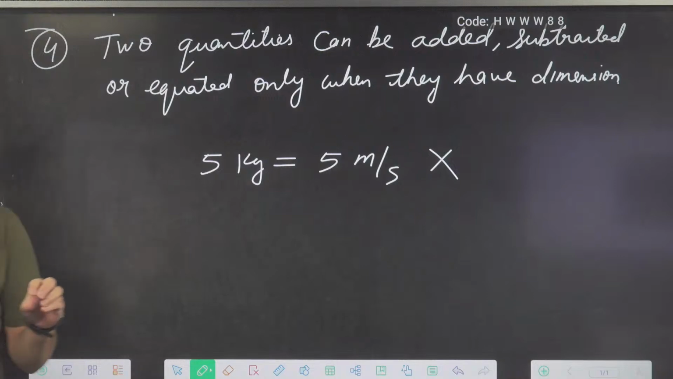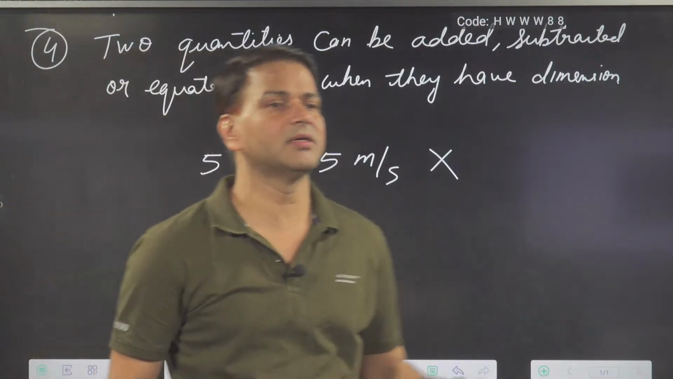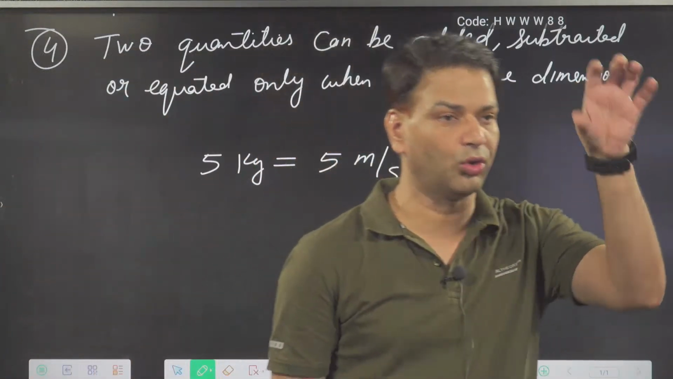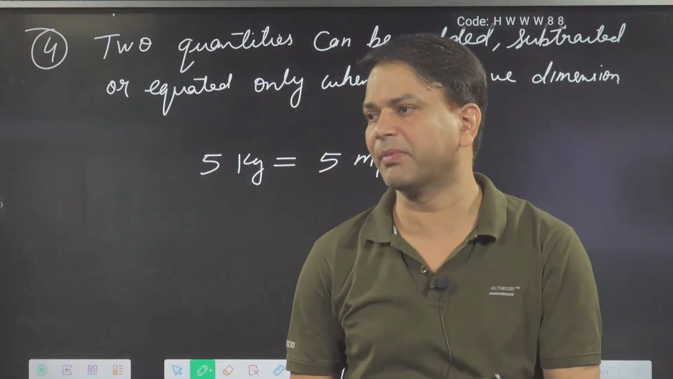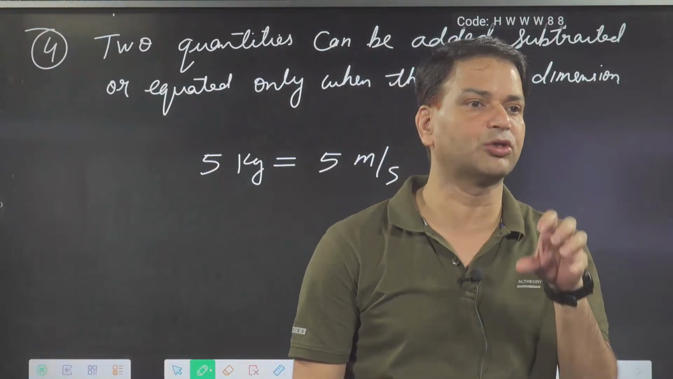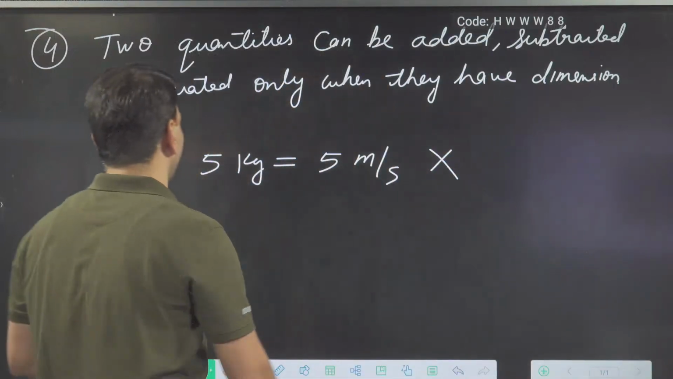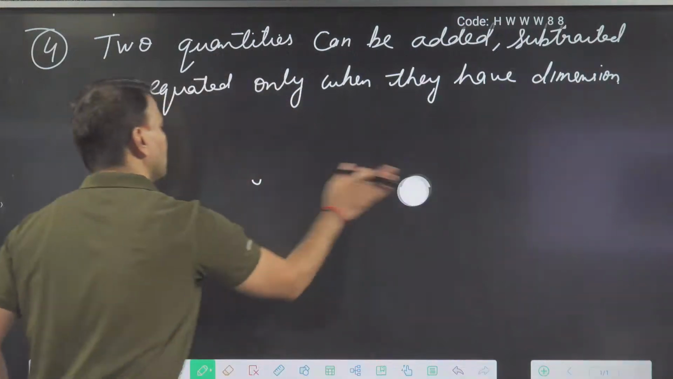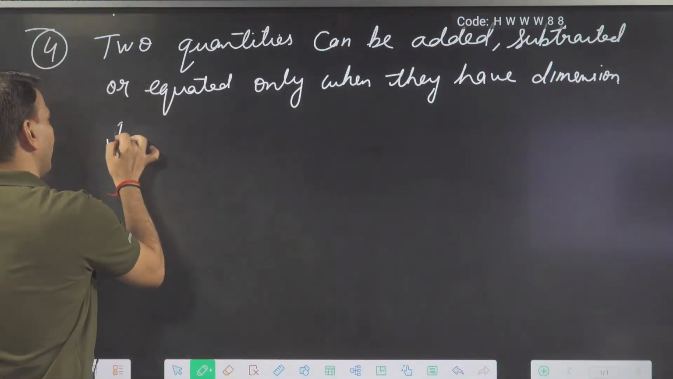Everybody got or not? So two quantities can be added, subtracted or equated only when they have the same dimension. That is a necessary condition. They should have the same dimension. And it is called the principle of homogeneity.